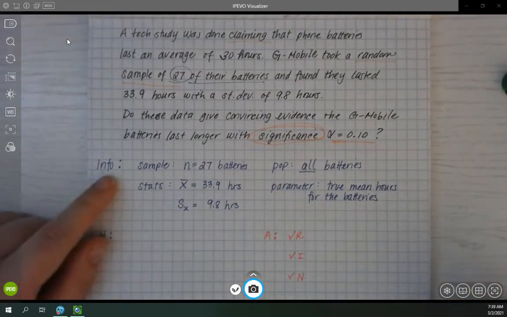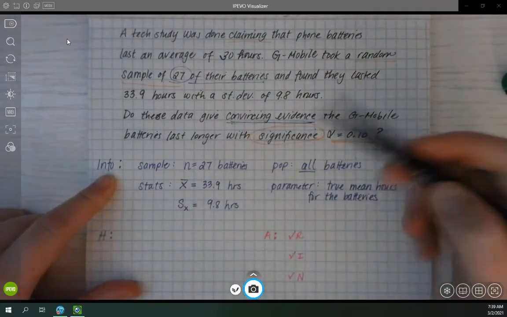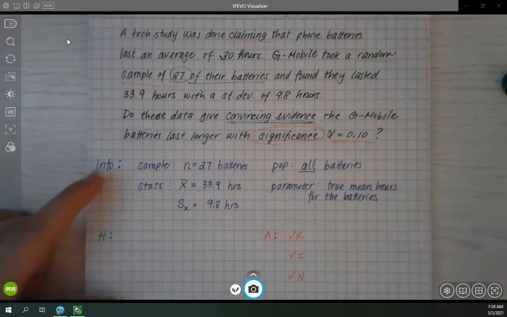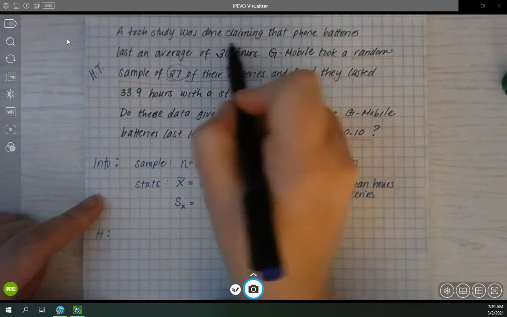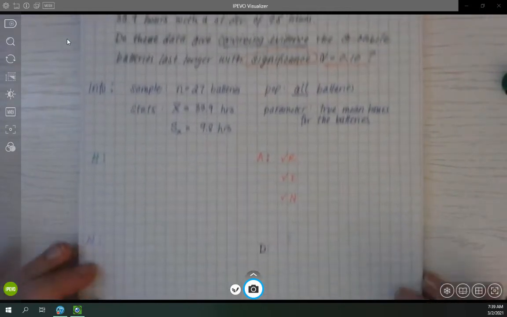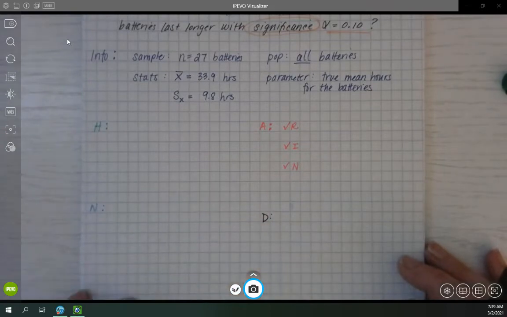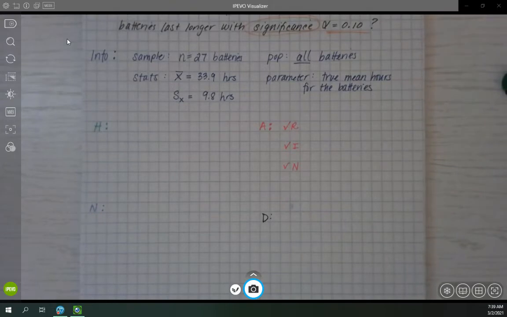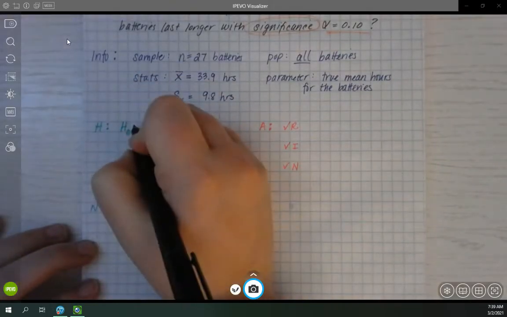Because it says evidence, so I'm looking for convincing evidence, and they told me a significance, that's how I know this is a hypothesis test. They also claimed something that I need to test and prove if they're actually accurate. So I'm going to come on down and do the HAND procedure because this is a hypothesis test. I need to know, what are they claiming? What they are claiming is my null hypothesis.